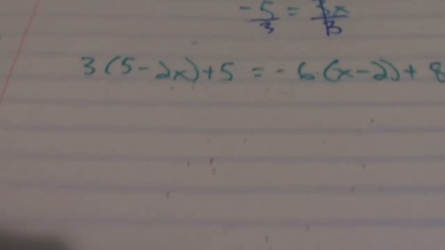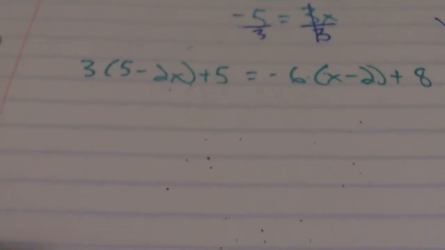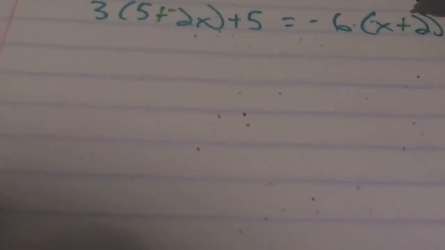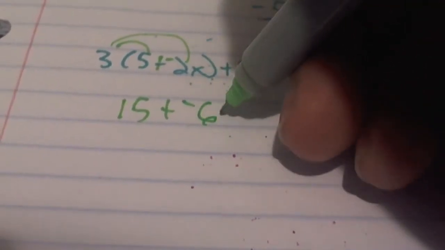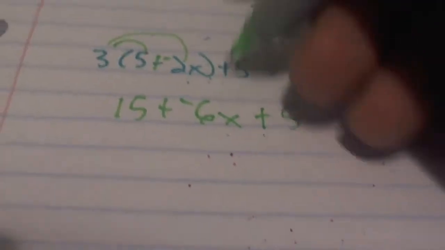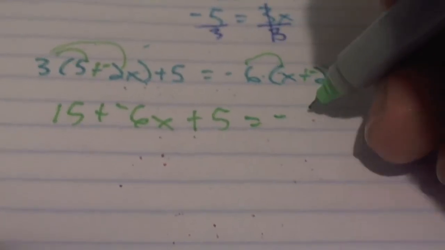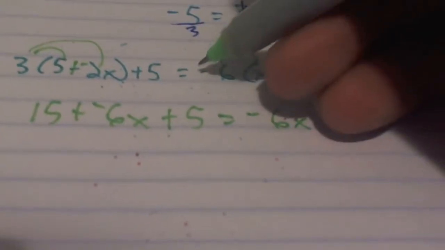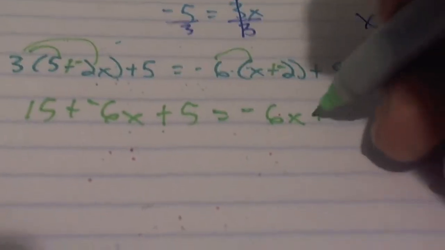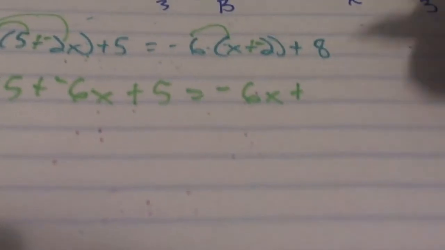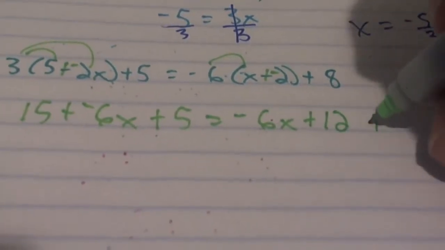Alright. Now again, let's distribute the negatives. Well, first let's change everything to a plus and not minus. So plus minus, plus minus. Alright. 3 times 5 is 15. Plus 3 times negative 2x is negative 6x. Plus 5. We stop once the parenthesis ends. So negative 6 times x is negative 6x. Negative 6 times negative 2 is positive 12. So that's 12, and then the 8 stays the same.